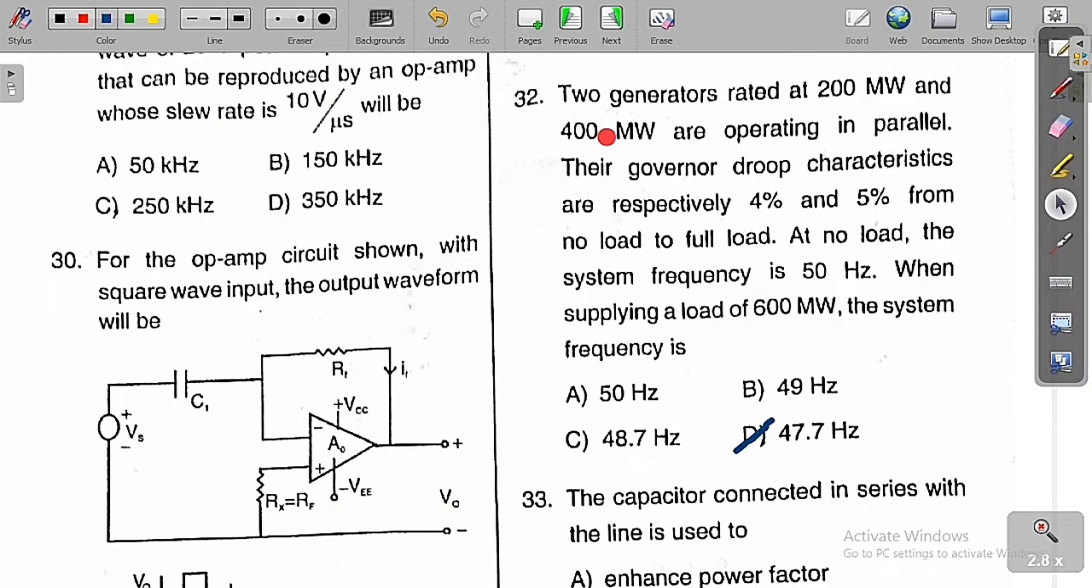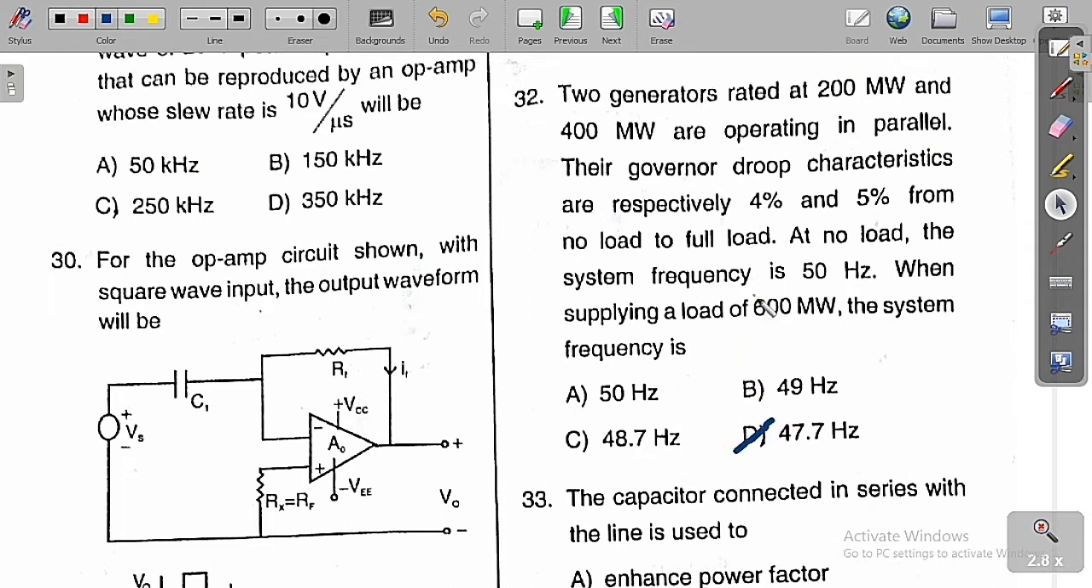Now we are going to see another question. Two generators rated at 200 megawatt and 400 megawatt are operating in parallel. Their governor droop characteristics are respectively 4% and 5% from no load to full load. At no load, the system frequency is 50 Hz. When supplying a load of 600 megawatt, we need to find the system frequency.